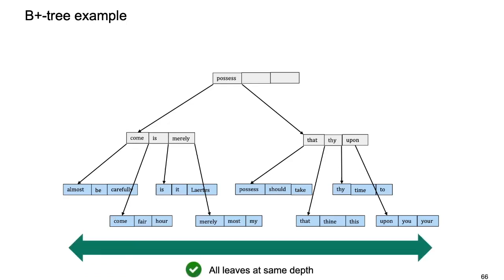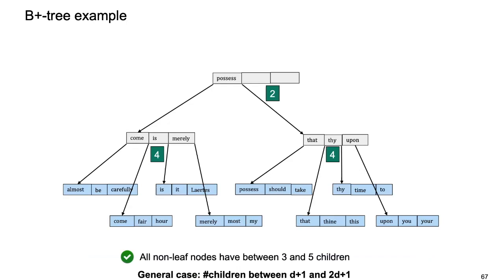And then there's a few constraints for B plus trees. First, all the leaves are exactly at the same depth, always. In that case, it's depth 2. Second, you have some interval, that's a parameter of the B plus tree that specifies how many children you can have at every non-leaf node. So for example, here you say it's between 3 and 5, can be 3, can be 4, can be 5. More generally, it's D plus 1 to 2D plus 1. And you choose what D you want, right? What value of D. That gives you a specification.